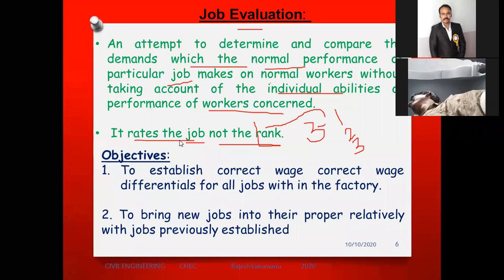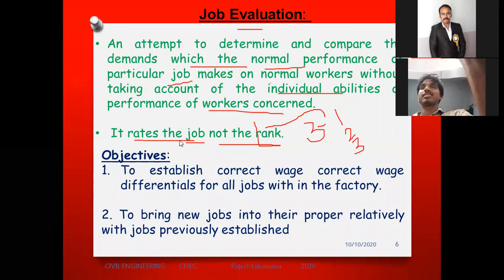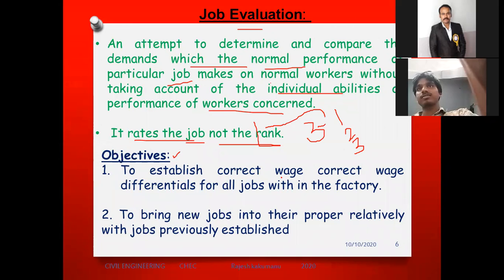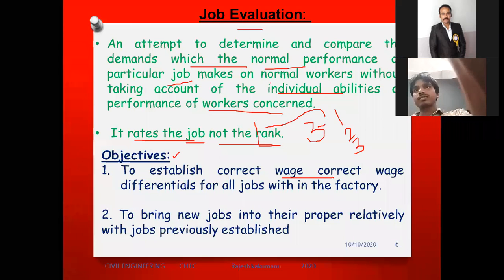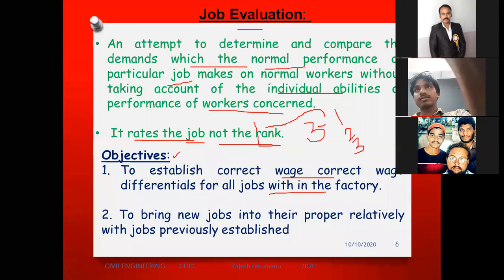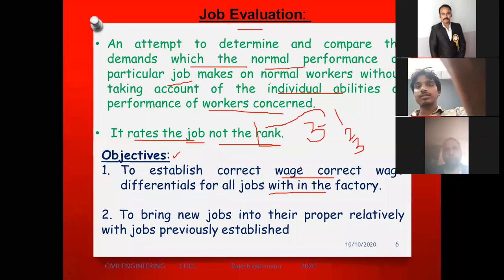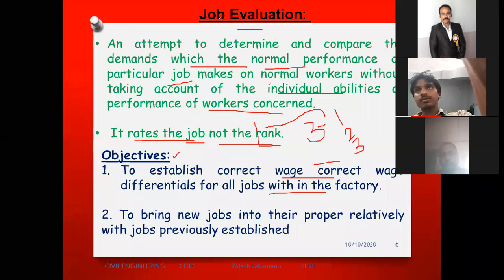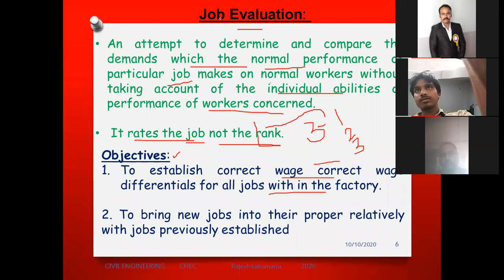What are the main objectives of job evaluation? The main objective of job evaluation is to establish correct wage differentials for all the jobs within the factory. The main objective of job evaluation is to provide correct wage payments at all the levels in the factory.